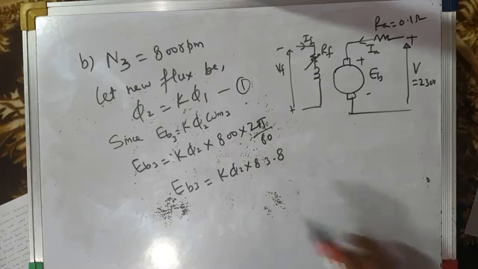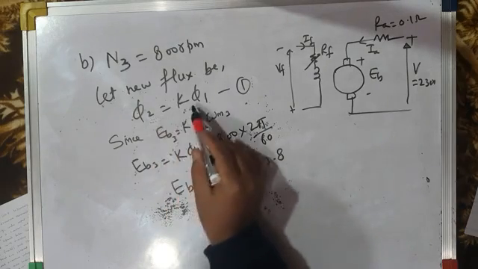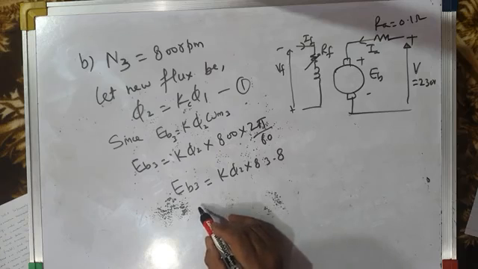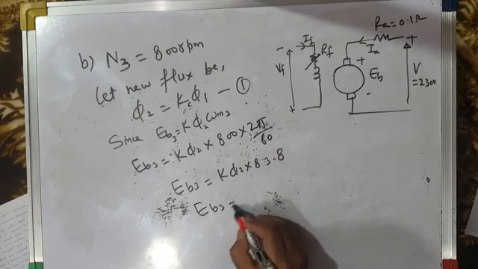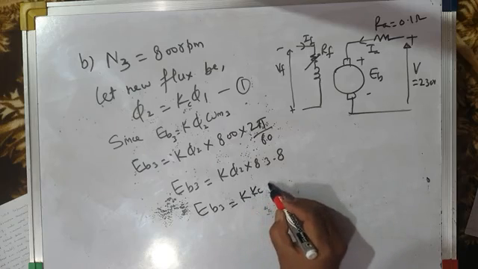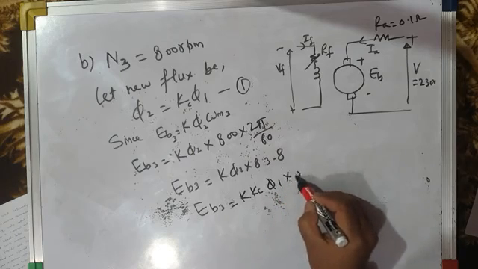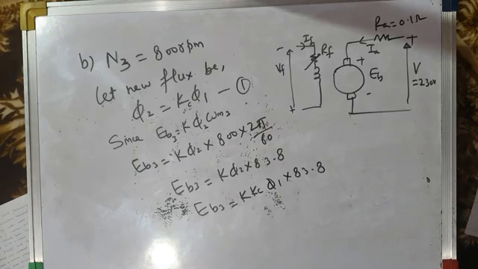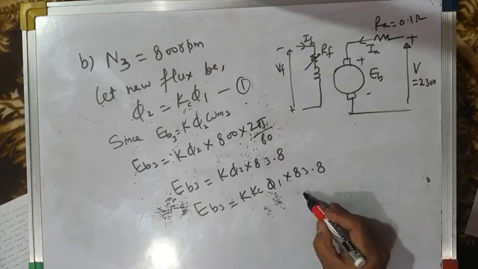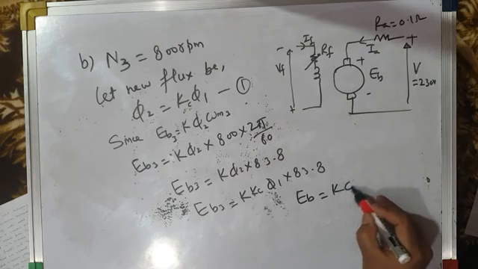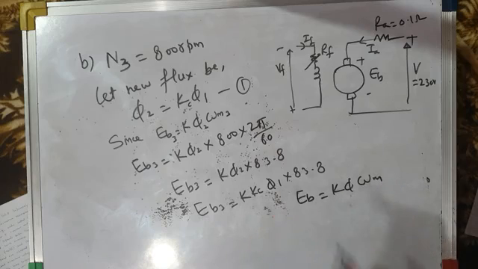Now this is phi 2. What is phi 2? Phi 2 is k into phi 1. Let's call this kc into phi 1. So EB3 is equal to K kc phi 1 into 83.8. So it is 83.8. Okay. Now we know that EB is equal to K phi omega m. Let us try to find out this kc.